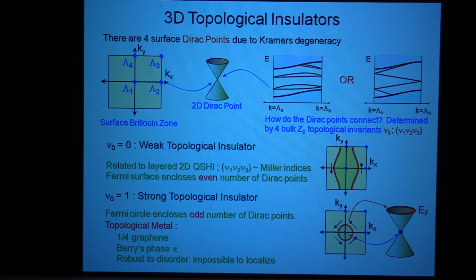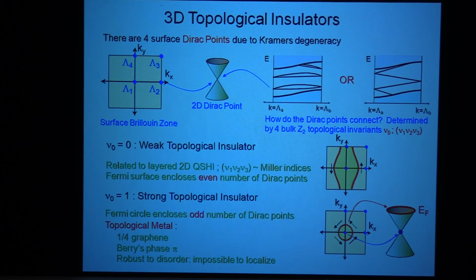So now we understand that in 2 dimensions there are 2 classes of insulators: the topological insulator and the trivial insulator. The natural question you can ask is, what about 3-dimensional crystals? Could there be topological classes of those? In fact the answer is yes.